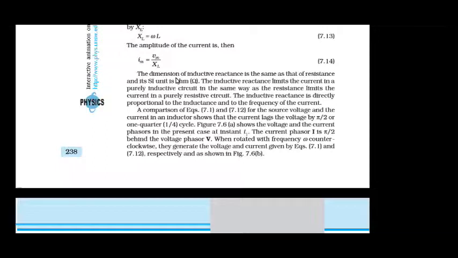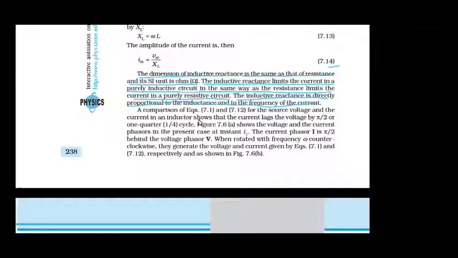So we have already seen how 7.14 came. Im is equal to Vm by XL. The dimension of inductive resistance is the same as that of resistance, and its SI unit is ohm. The inductive resistance limits the current in a purely inductive circuit in the same way as resistance limits the current in a purely resistive circuit. The inductive resistance is directly proportional to the inductance and to the frequency of the current.